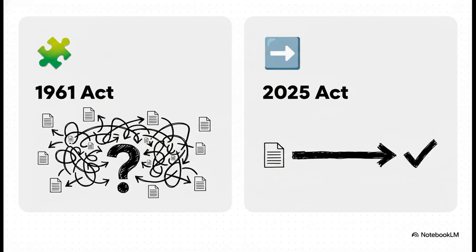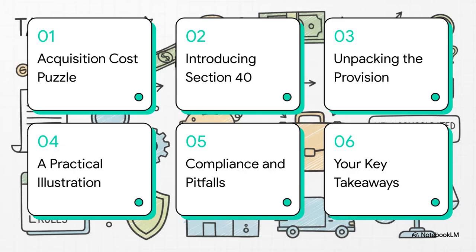Under the old 1961 Act, you had to navigate this maze of very specific, narrow sections, like Section 43C. But the new 2025 Act streamlines everything into a single consolidated provision, Section 40. And that right there is a total game changer for clarity. So in this explainer, we're going to break down the old challenges, introduce you to the new Section 40, walk through exactly how it works with a practical example, cover the compliance points you absolutely need to know, and then wrap it all up with the key takeaways.